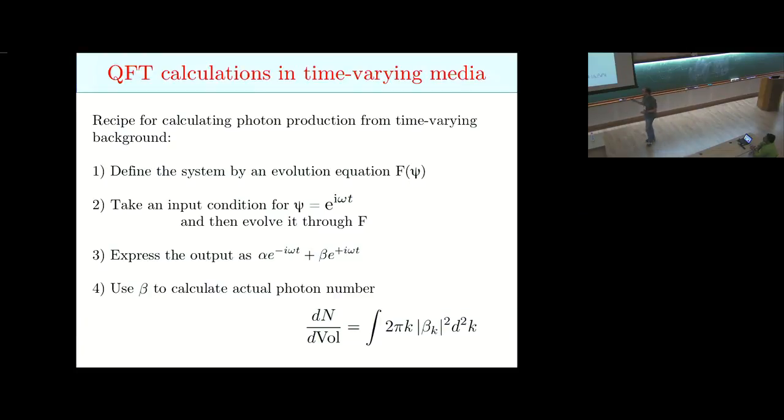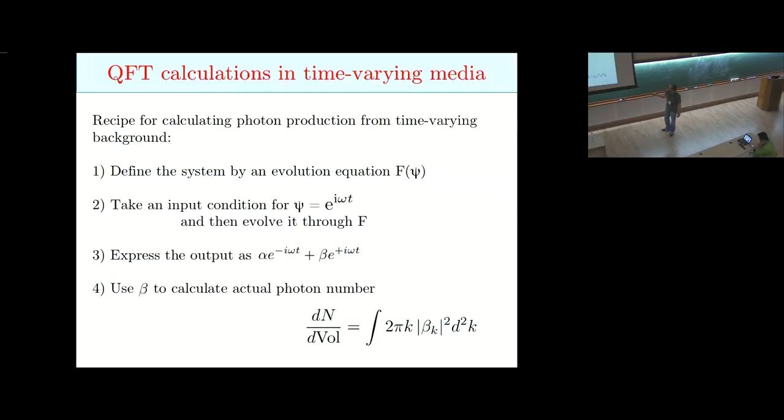Okay. So the standard trick in QFT, when you have some kind of time dependence, for calculating what happens is, first, you define the system by finding its evolution equation. In my example, I was using the harmonic oscillator. It might not be that. It might be the Klein-Gordon equation. It can be what you want. You have to identify what the evolution equation is for your system. You take an input condition, okay, it's just a plane wave, then you evolve it, so this is your solution at minus infinity, where nothing's changing in time. You evolve it through your evolution equation F, and then you try to express the output as a sum of alpha and beta coefficients. You might have to do this numerically. So take a numerical simulation, just project it onto these positive and negative frequency states. And the key is you pull out what the beta coefficient is. Okay? And then you use the beta coefficient to calculate the actual photon number.